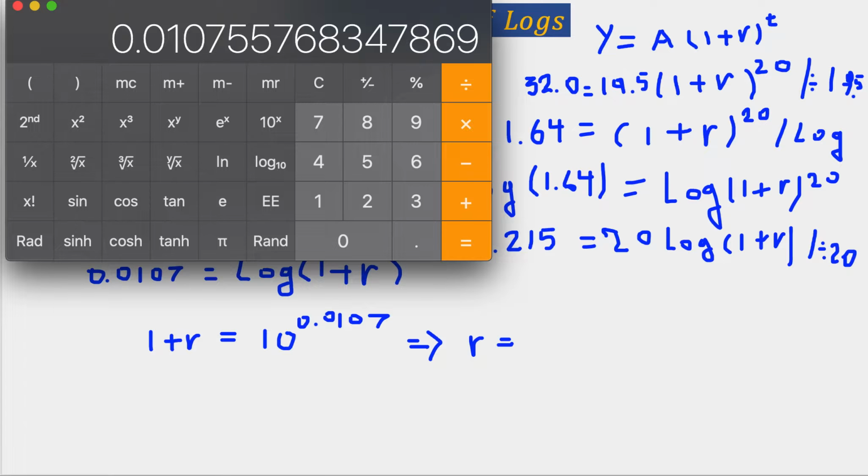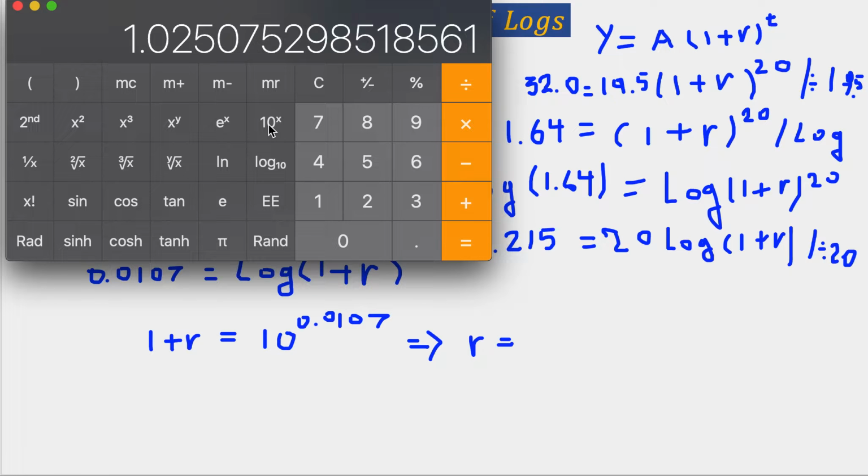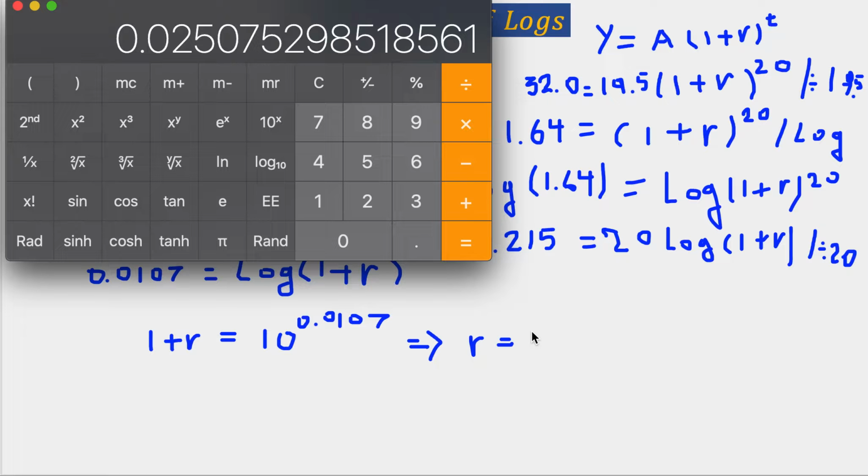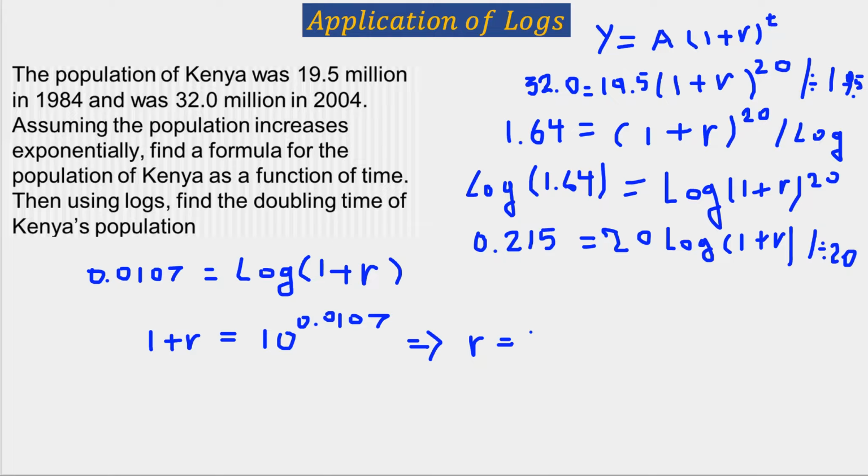So now let me take a calculator. 10 to the exponent 0.0107 is 1.0250. Because I have 1 on this side, I am subtracting 1 on both sides. And I'm going to get r equal to 0.025, approximating.